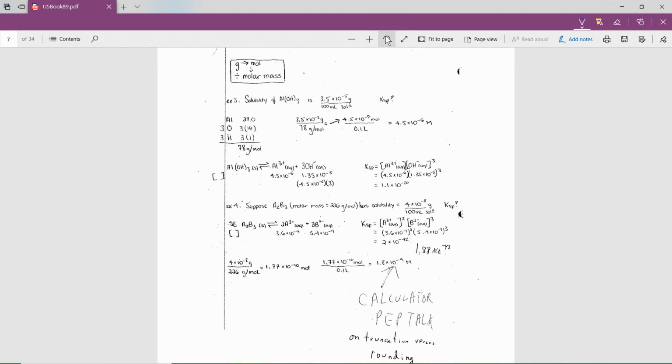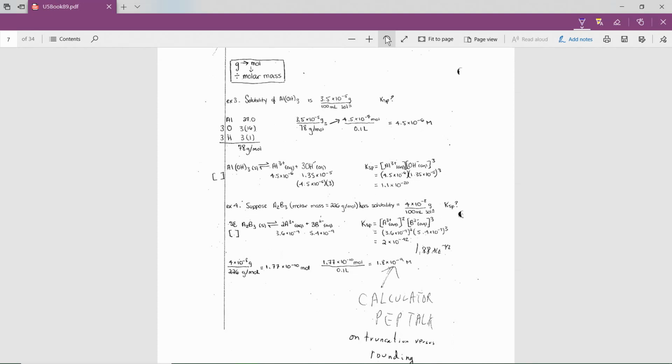So that was a sneak preview of things. The grams to mole. Why am I even talking about that? Because sometimes solubility isn't expressed in moles per liter. It's expressed in grams per liter or grams per 100 mil. And that's what we're going to do in our third example, aluminum hydroxide. Remember, grams to moles, you divide by the molar mass. So let's say aluminum hydroxide has a solubility of 3.5 by 10 to the minus 5 grams in 100 mils of a solution. We want to get KSP.